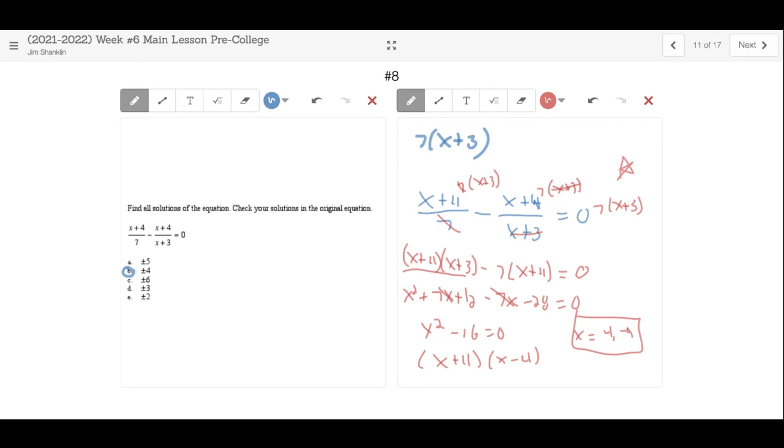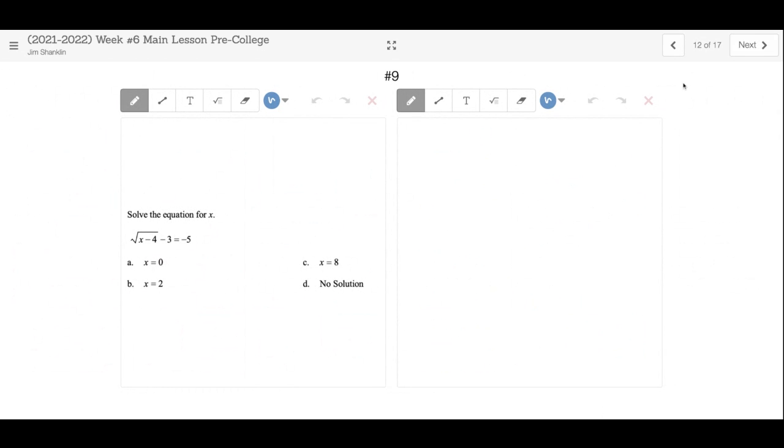All right, let's go on to problem number 9 on this week's practice. Number 9, we have solve the equation for x. Remember, when we have a radical equation, we want to isolate the radical. That means get it by itself. So I'm going to add 3 to both sides. So I'm left with the square root of x minus 4 is equal to negative 2.